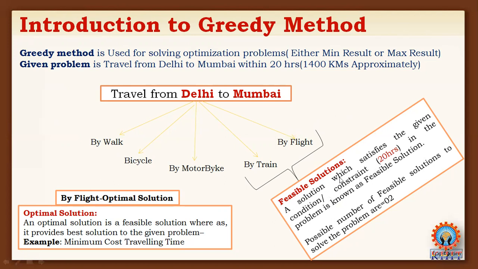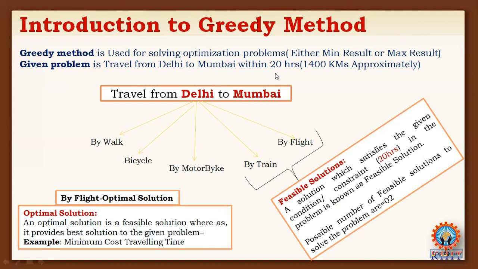A feasible solution is a solution which satisfies the given condition or constraint in the problem. Here there are five different solutions generated. Among those five solutions, the solution which satisfies the constraints of the problem is considered a feasible solution. Here the constraint of the given problem is to reach the destination from the source within 20 hours. The constraint is within 20 hours. A person wants to travel from source to destination, and he has to reach the destination within the time limit of 20 hours.